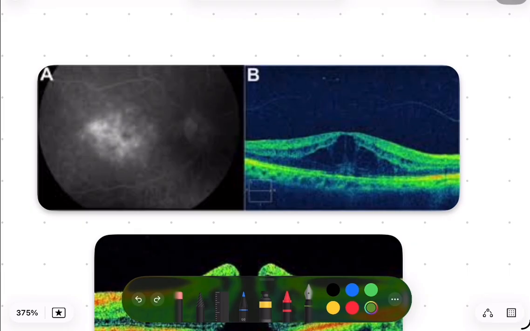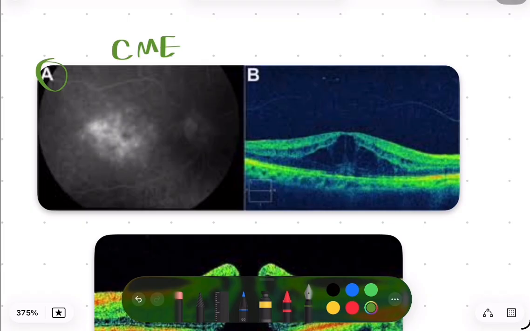for exams. So the first image is a flower petaloid appearance on the FFA, and that is because of cystoid macular edema. Cystoid macular edema is fluid collection in the outer plexiform Henle layer and the inner nuclear layer because there is a breakdown of the blood retinal barrier. This occurs most commonly after a cataract surgery, and there is a specific name for the cystoid macular edema that occurs after a cataract surgery, which is called Irvine-Gass syndrome.